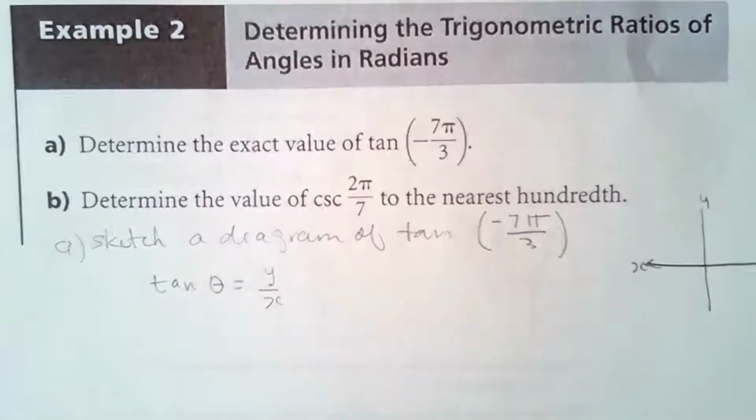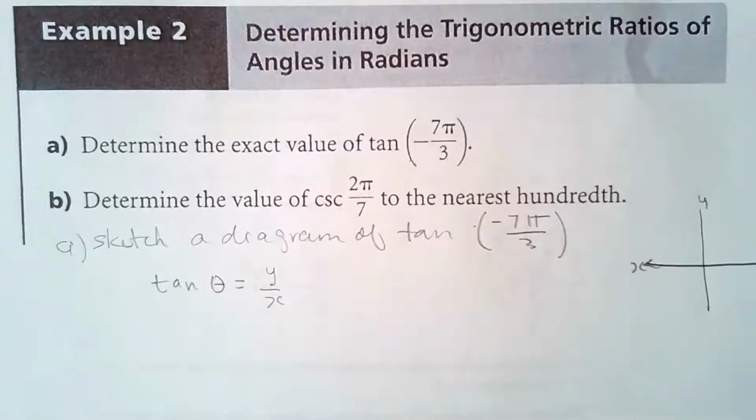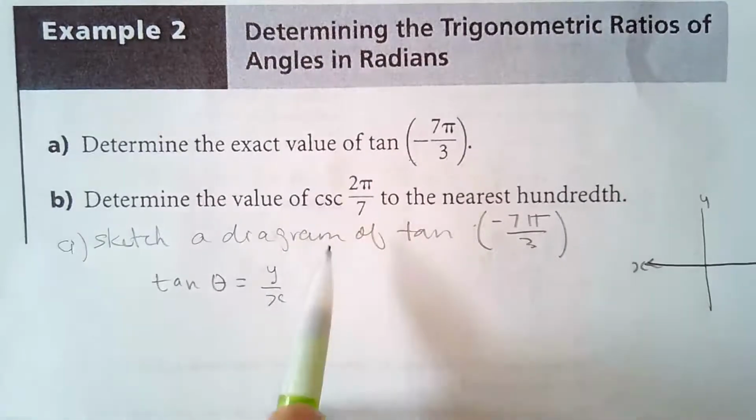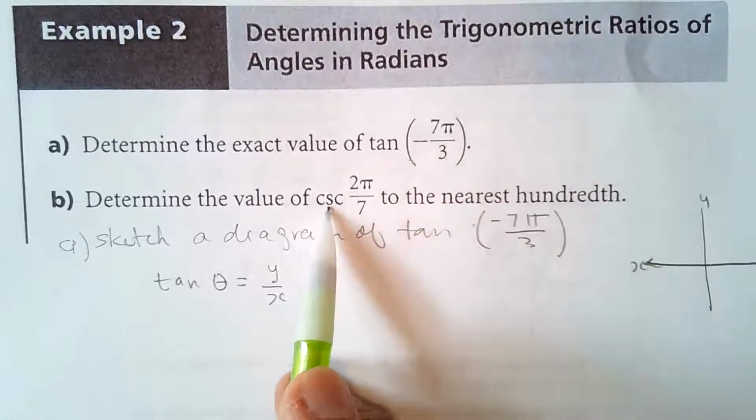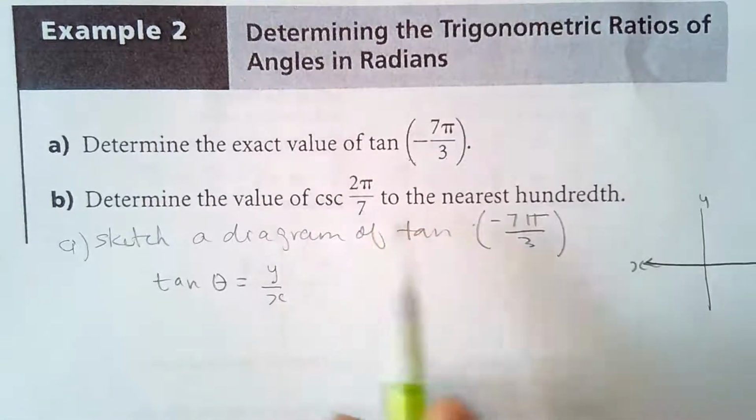So let's look at the first question. Determine the exact values of tan 7 pi over 3, negative 7 pi over 3, and determine the value of cosecant 2 pi over 7.